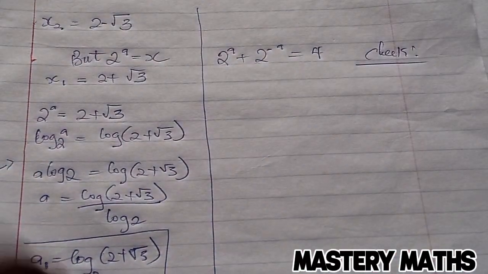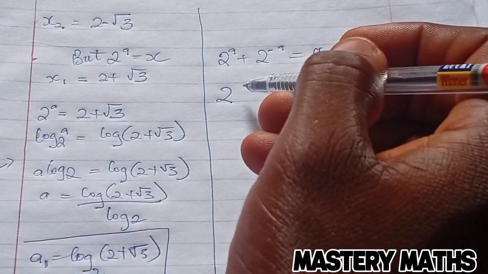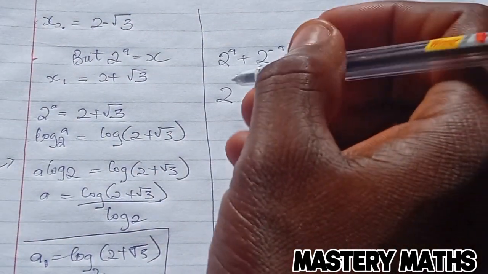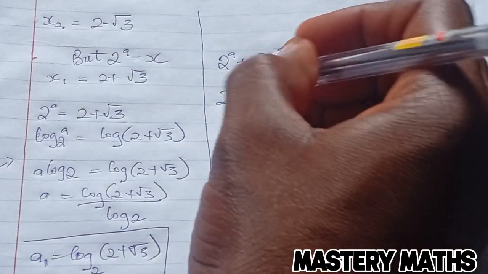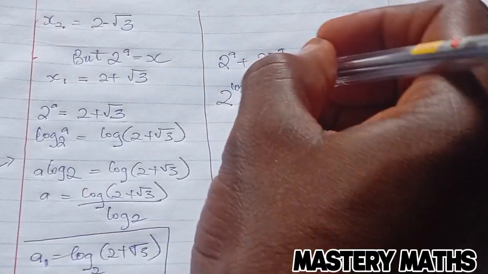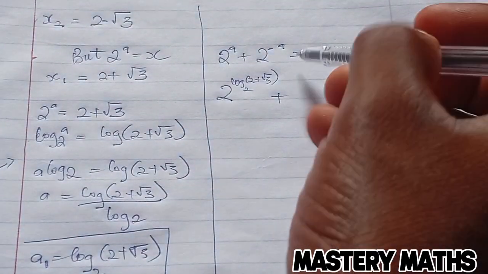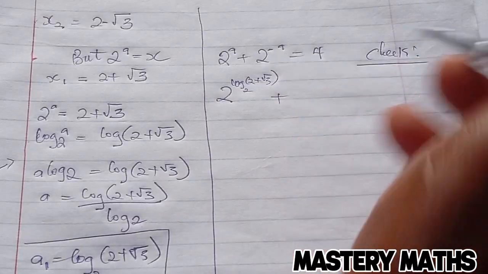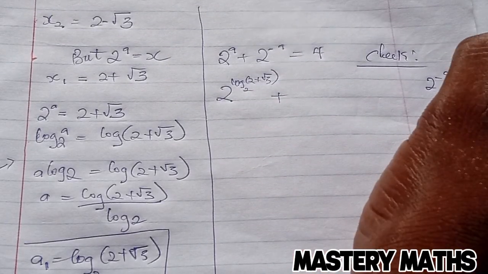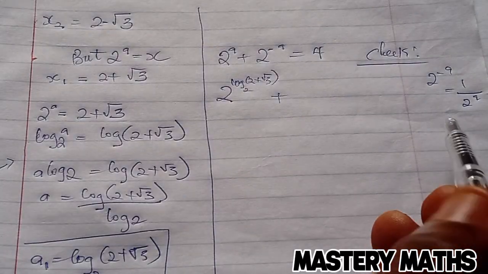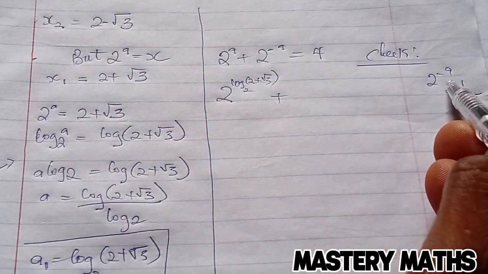Now let's check for our answers. You want to use the first one, which is A. A is log 2 plus root 3 in base 2. You have your plus. You see this 2 raised to the power minus A. This is the same thing as 1 over 2 raised to the power of A. That's the same thing as this.